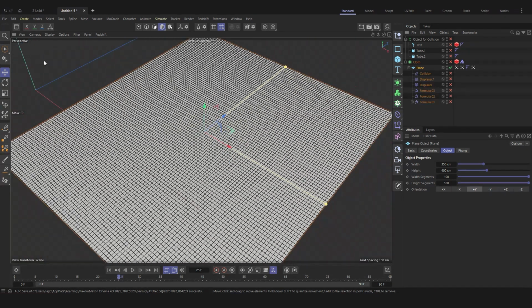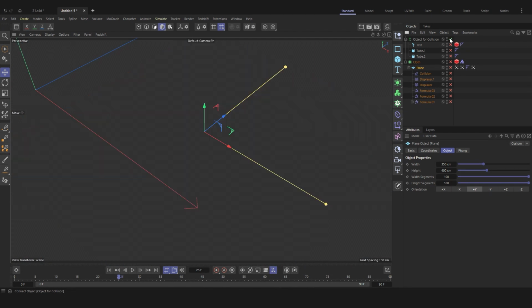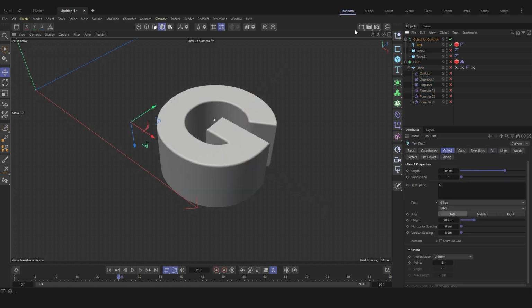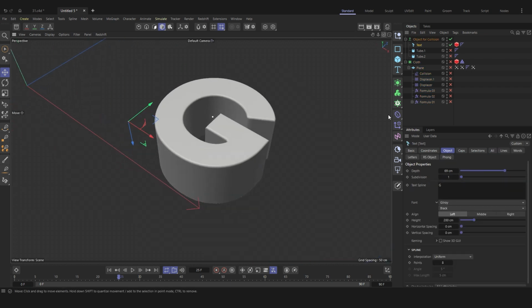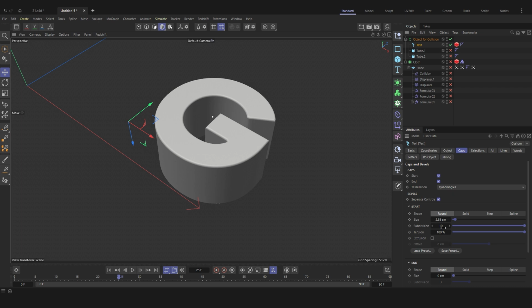To make the fabric look smooth, I added a lot of segments to the plane. Now let's take a look at the objects I used for the vertex maps. As usual, we've got the letter G plus 2 tubes.